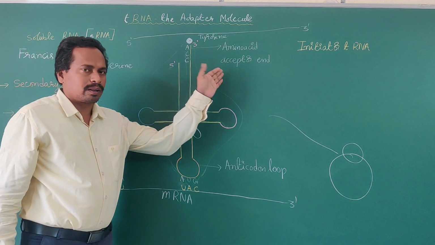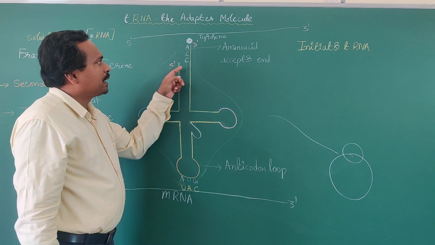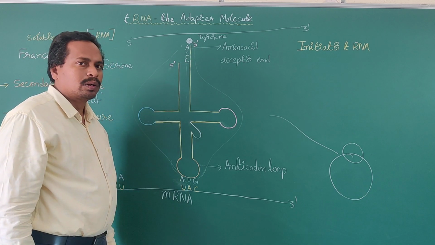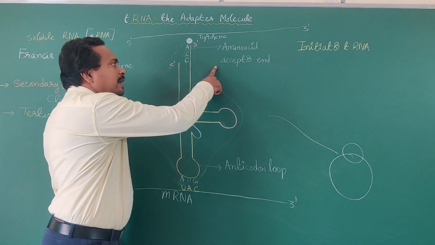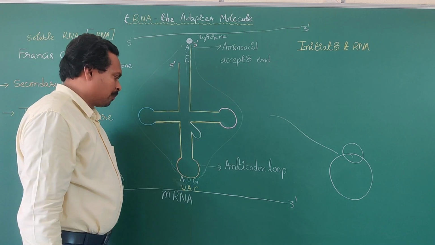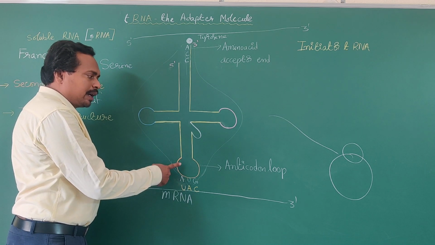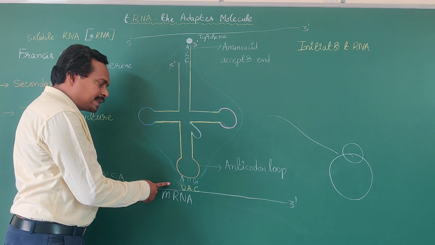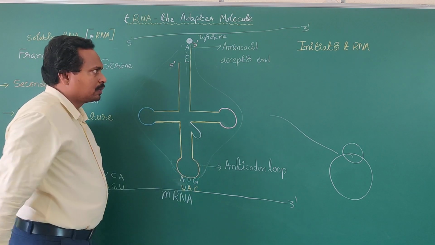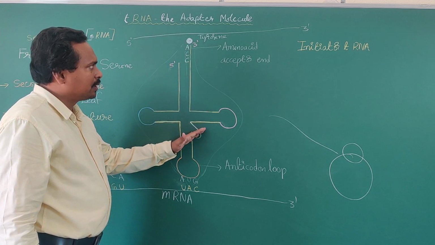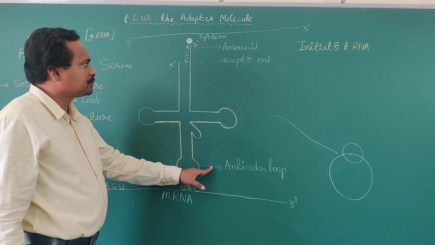So these two ends are very important. Please remember them from the objective point of view. Which end of the tRNA molecule binds to the amino acid? The amino acid acceptor end. Which part of the tRNA molecule reads the codons on the mRNA strand? The anticodon loop. So regarding the tRNA molecule, both ends are important from the objective point of view. Okay?